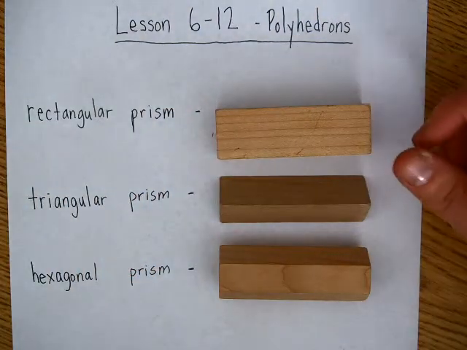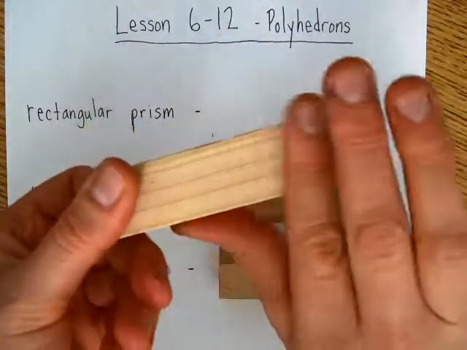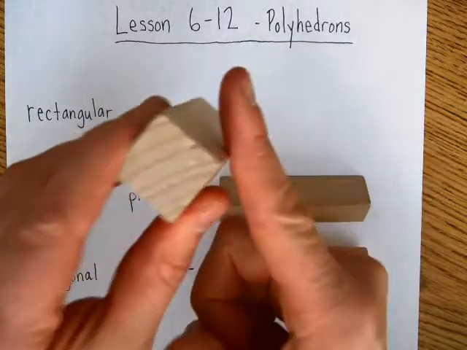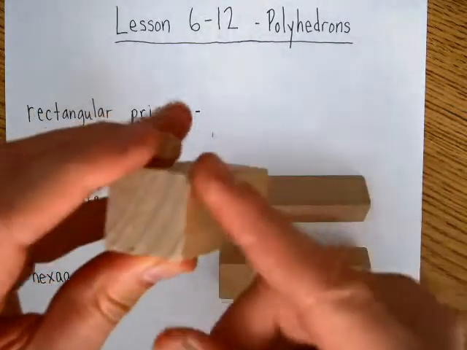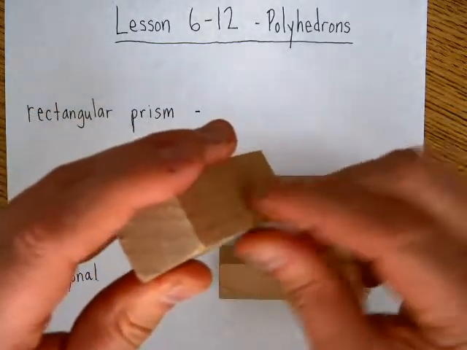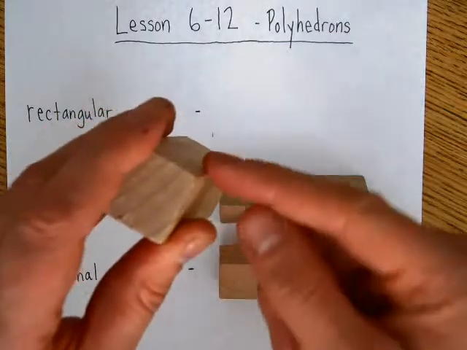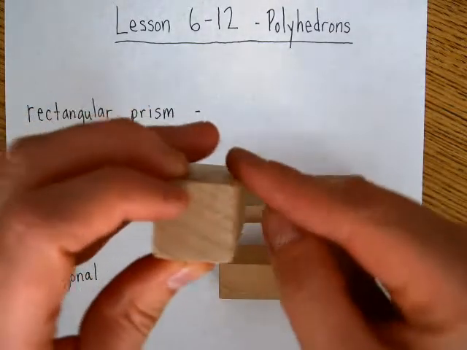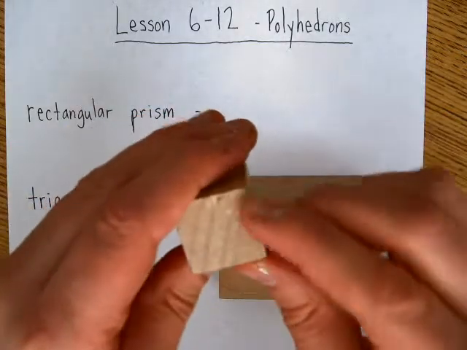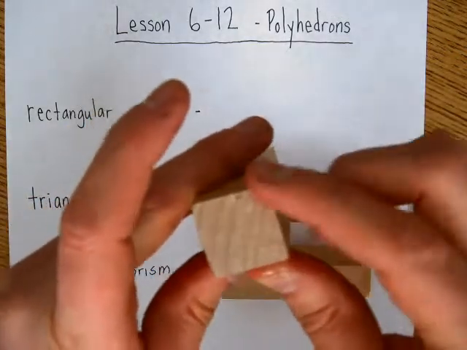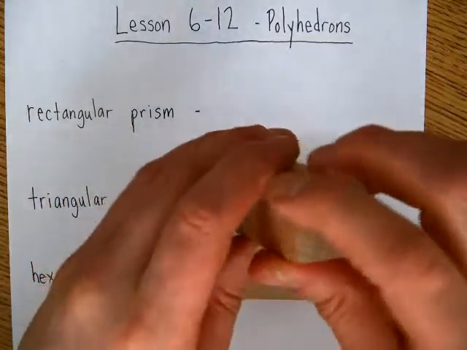We also want them to be able to identify the faces, which are these flat sides, and the edges, which are where the faces meet, where it's a straight line. It's one thin line here. So these are the edges. And the vertices, which are the corners, basically where these 3 lines converge. That's a vertex here, the corners of the prisms.